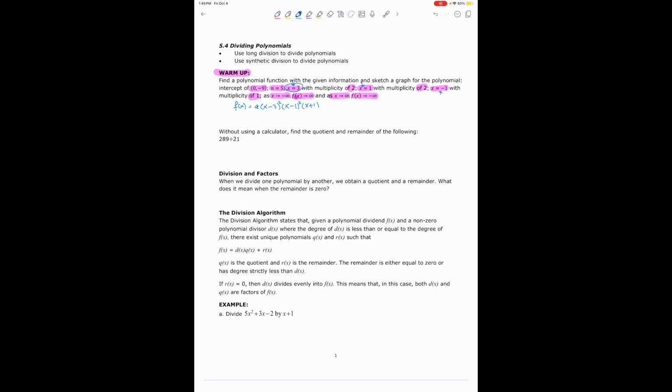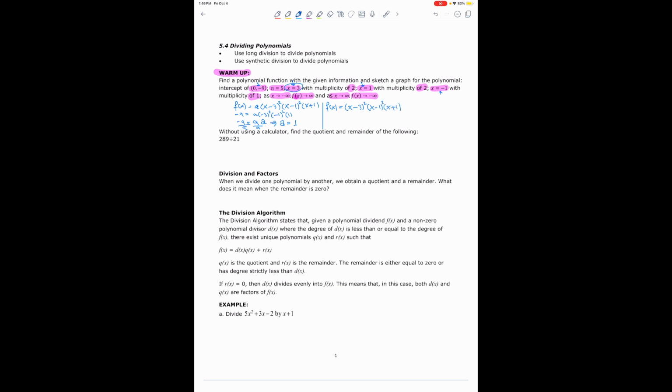I will find the a value, so I'm going to use the y-intercept. So I'm going to plug in -9 equals a times (0 minus 3) all squared. 0 minus 3 is -3 squared. 0 minus 1 is -1 all squared, and then 0 plus 1 is 1. So that will give me -9 equals 9 times 1 is 9, so 9a. And then divide both sides by 9. You will get a equals 1. So the function is going to look like this. f of x equals (x minus 3) all squared, (x minus 1) all squared, and then (x plus 1).